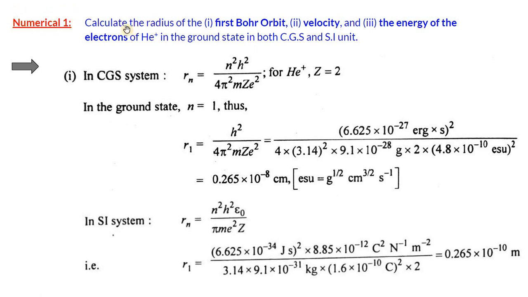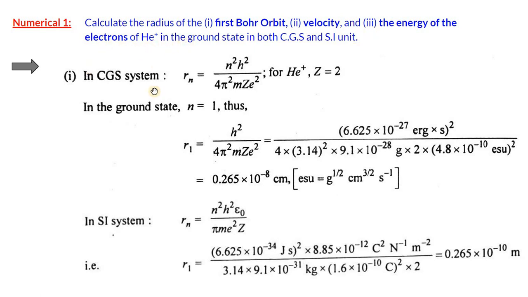Those are important. So the first question is, let's calculate the radius of the first Bohr orbit, velocity, and the energy of the electrons of helium plus in the ground state in both CGS and SI units. So you have to calculate the first Bohr orbit radius for the helium plus system, the velocity of the electron of course, and the energy of the electrons for the helium plus system.